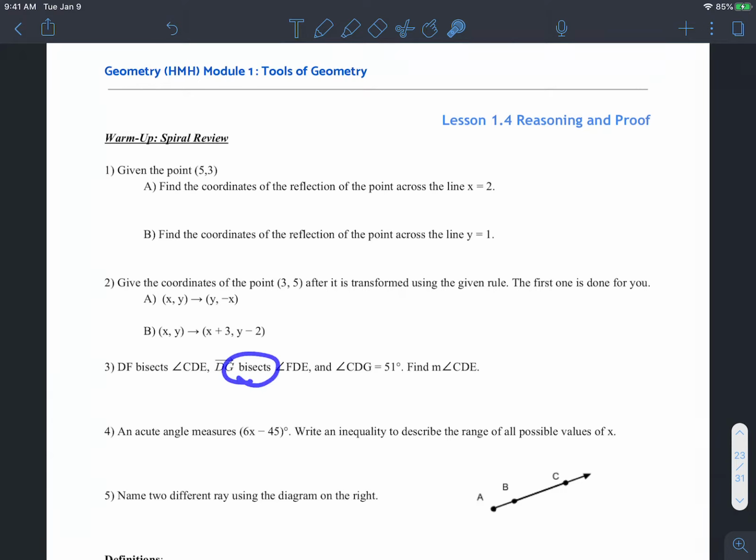The word bisect means what, guys? If you don't know what it is, please look up. And what does it mean to be acute? And things like that. Okay, pause the video.